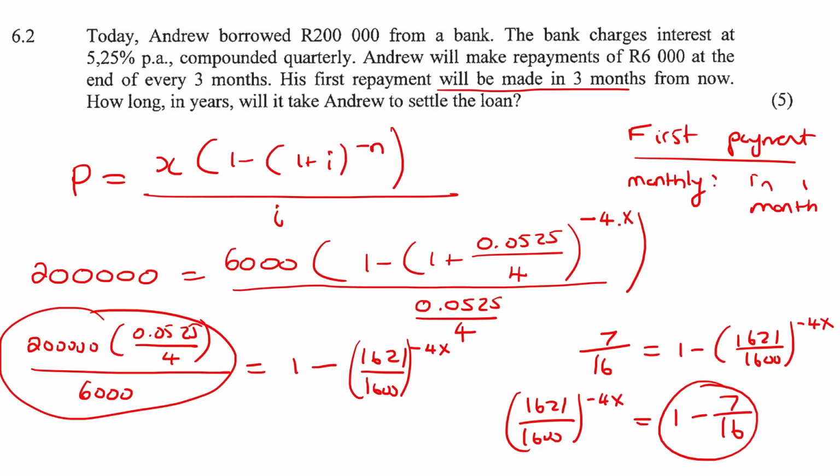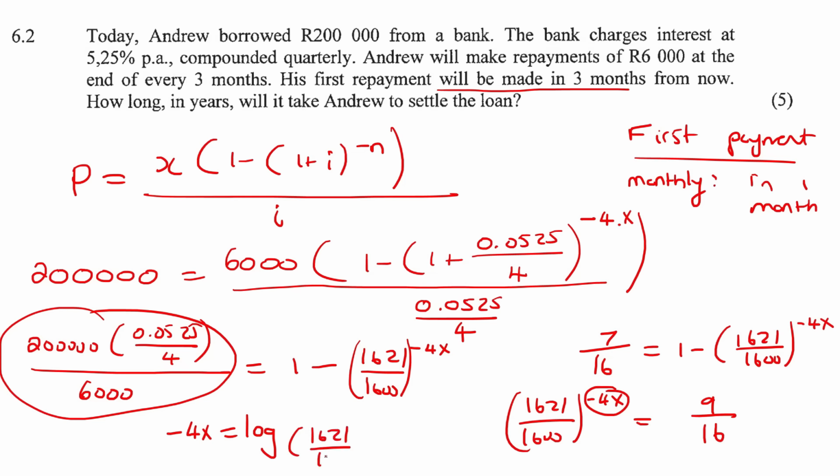And then this I'm quickly just going to type on my calculator. And if you do that, you would end up with 9 over 16. And now we can use logs. So the thing we're looking for is negative 4x. Then you say log. Then you're going to put the base, 1621 over 1600. And then this part over here, 9 over 16. So you can go ahead now and type all of that on your calculator.